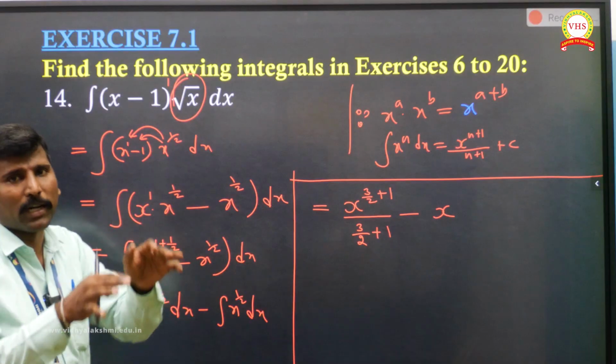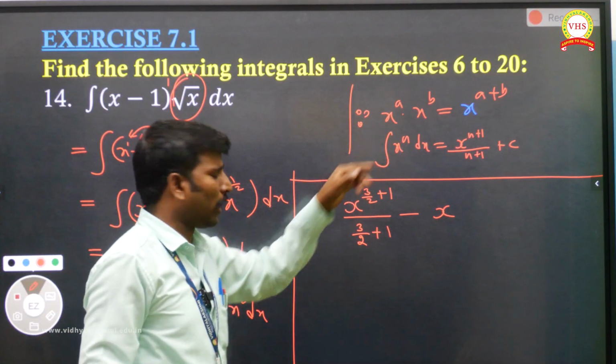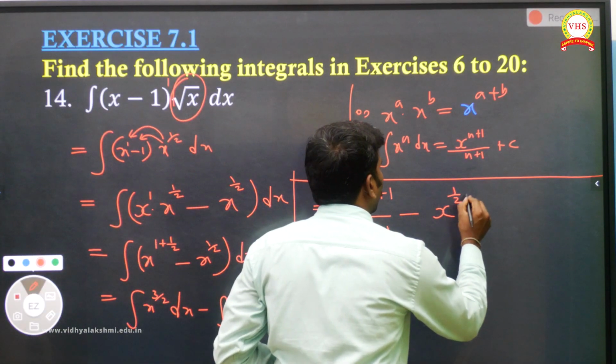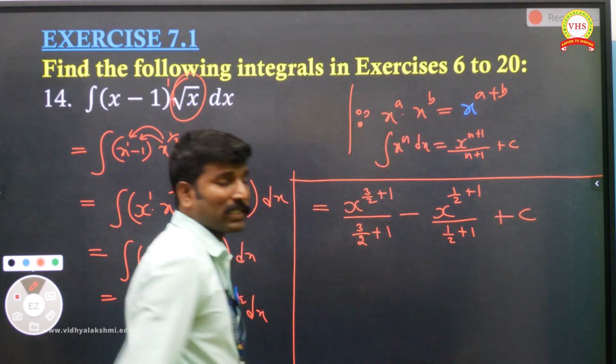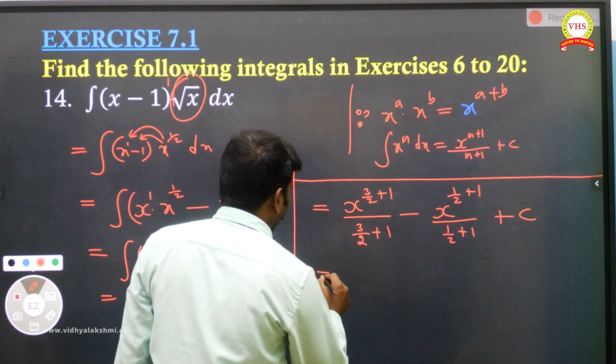Here 1 by 2 is the n value. So apply. What am I getting? 1 by 2 plus 1, divided by 1 by 2 plus 1, overall 1 plus c. Understand? So let's start here.